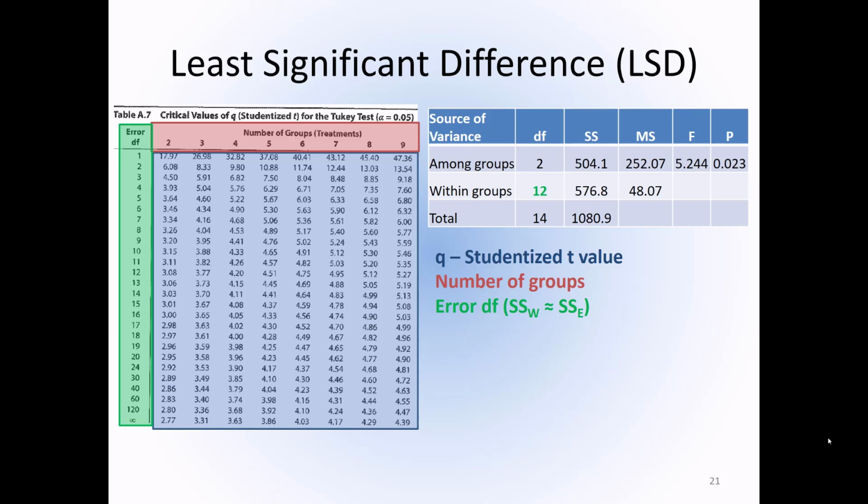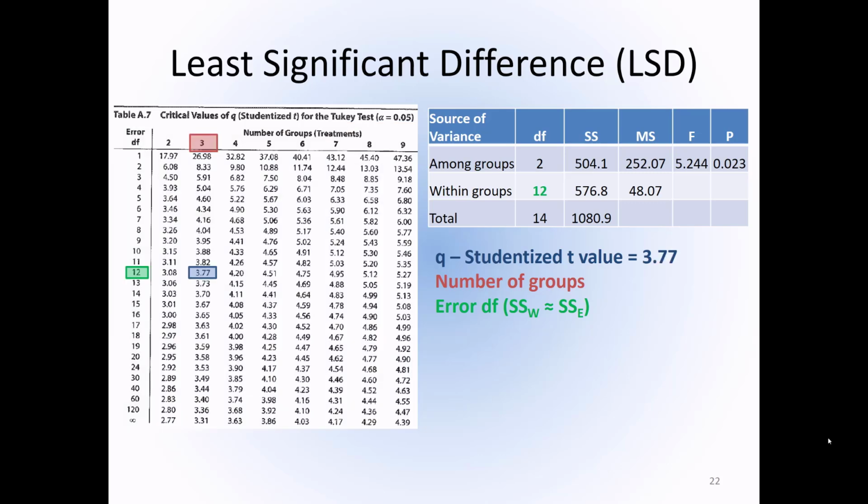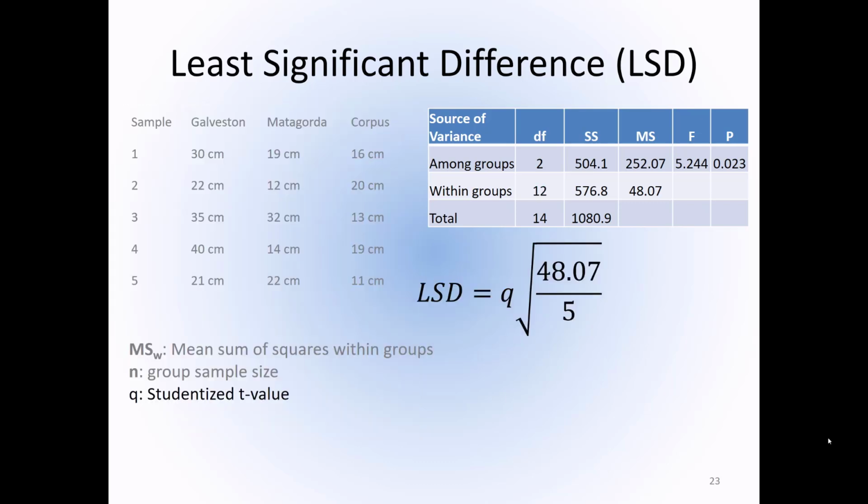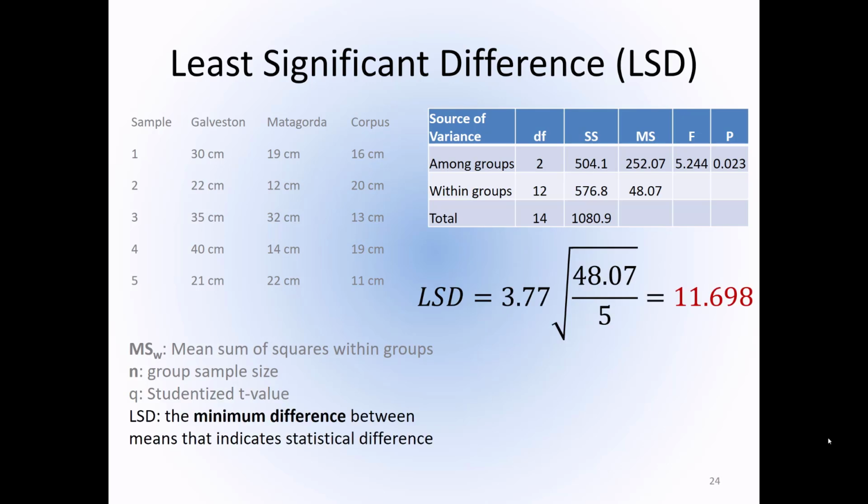So we can take this information that we have, and we can find where these values intersect, just like if we were doing an f-test, a t-test, or an ANOVA, or a chi-square test. We then find our q value, which is 3.77 in this particular example. We can then take that q value and put it into our formula, and we get our least significant difference. So this is the minimum difference between the means of our groups that would indicate that they're statistically different from one another. Again, ANOVA is telling us that at least one of those groups is different, but it's not telling us which group is different.